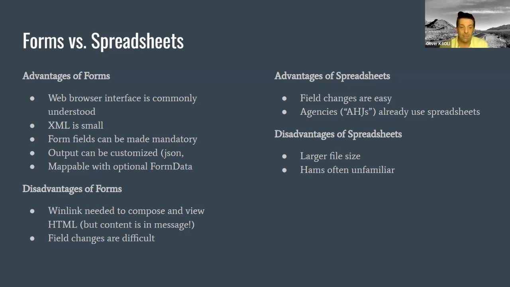And of course, you can have mappable forms because of the form data. So we'll talk about that. There are a couple of disadvantages of forms. Let's talk about those. Winlink is needed to compose and view the HTML forms. That's absolutely clear. And field changes are difficult.